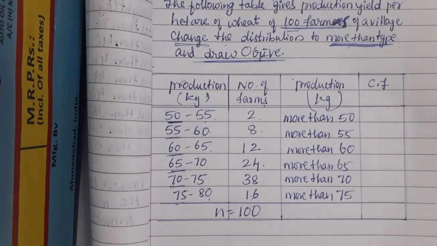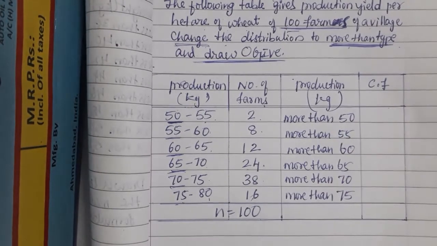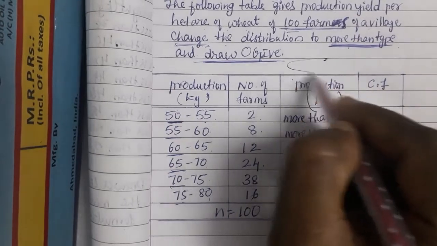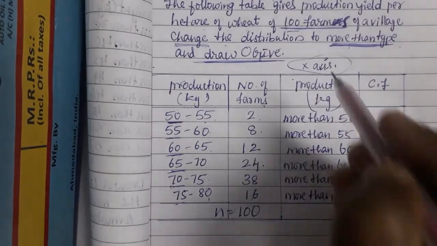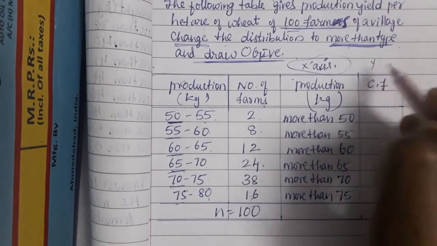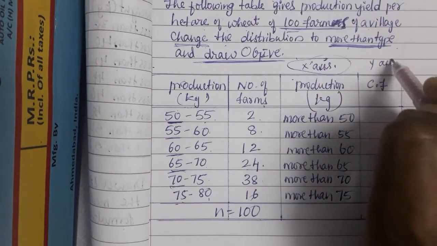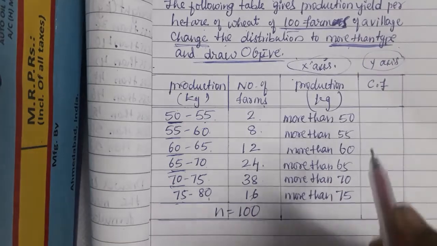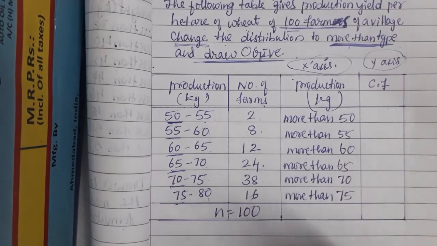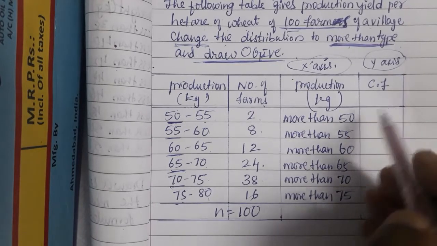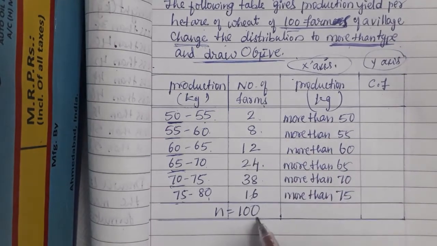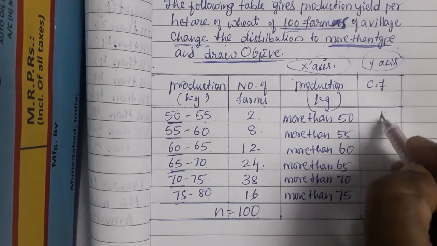And this production is always represented on the x-axis. Now cumulative frequency is represented on the y-axis. The same thing we used to do in our less than type also. Now for cumulative frequency, you have to make a note: you should not start from 2. You have to start from the total, 100.